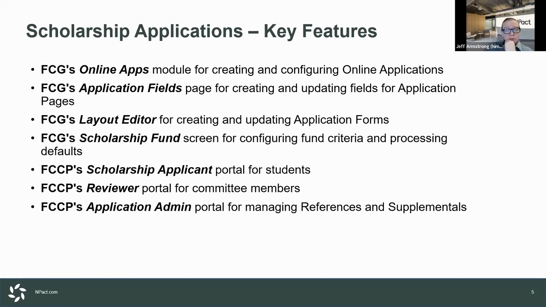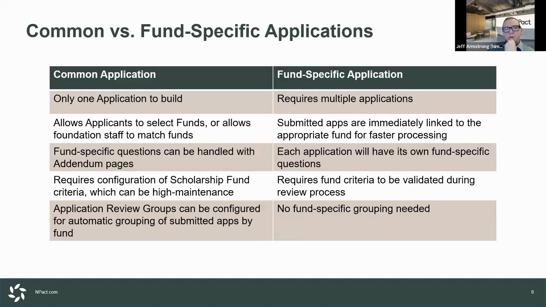The reviewer portal is an optional part of the whole deal here, where review committee members can log in and score applications if you want to open that up to your committee members. And then finally, the portal has an application admin portal for helping to manage those references and those supplemental pages as well. You can send out reminder emails to all your applicants who haven't submitted their supplementals yet, that sort of thing. So lots of different parts there and lots of different systems, but we'll be walking through several of these today.